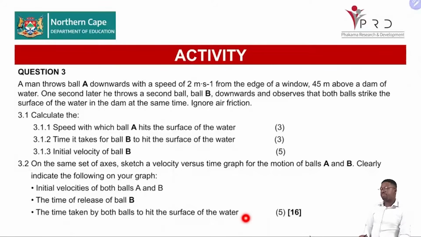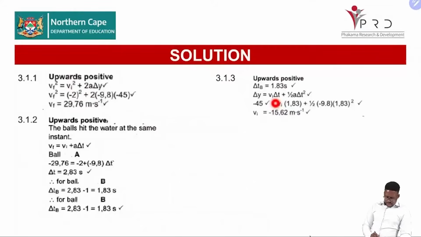It's 3 marks. The ball was thrown with the speed, so this is the initial velocity. So you must have your data. Choose your direction. Let up be positive, or let up be negative.